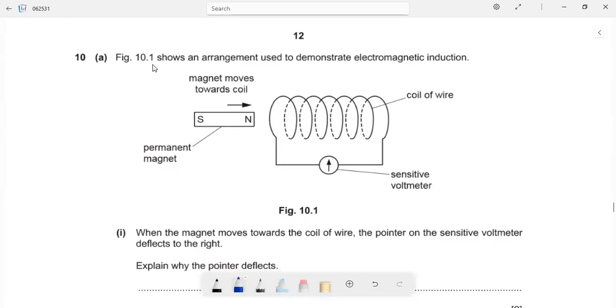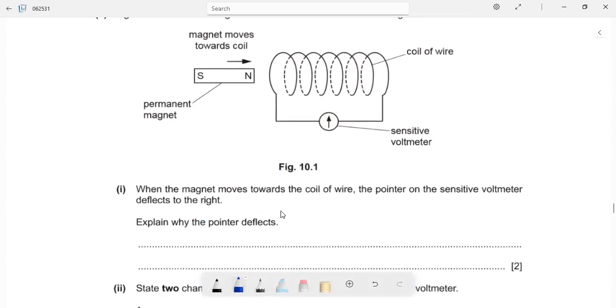Next, figure 10.1 shows an arrangement used to demonstrate electromagnetic induction. A permanent magnet is there. The magnet moves towards the coil of wire. A voltmeter is also there. When the magnet moves towards the coil of wire, the pointer on the sensitive voltmeter deflects to the right. So here it is deflecting towards the right.